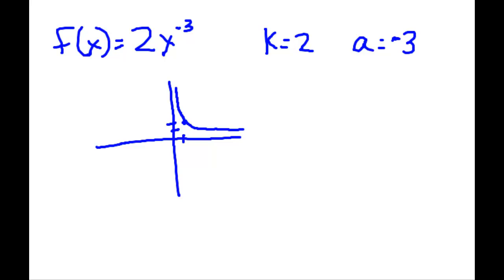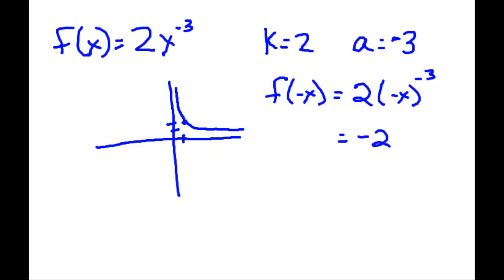Then we need to figure out if it's even or odd. If we look at f of -x, we have 2 times -x to the -3. We have an odd function here, so that's going to be -2x to the -3rd, which is the same thing as -f of x. So that means it's an odd function, and it will be symmetric about the origin. So we'll be going through 1, 2 there, and there's our function, 2x to the -3.